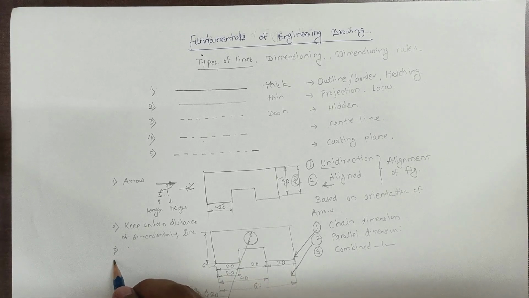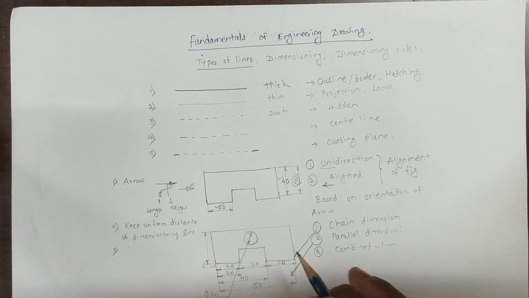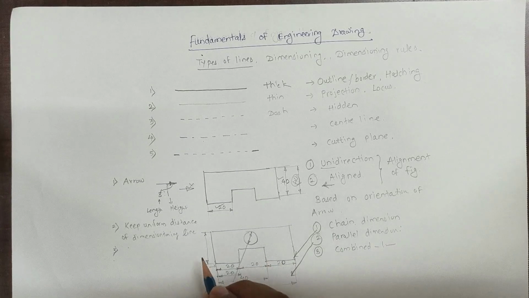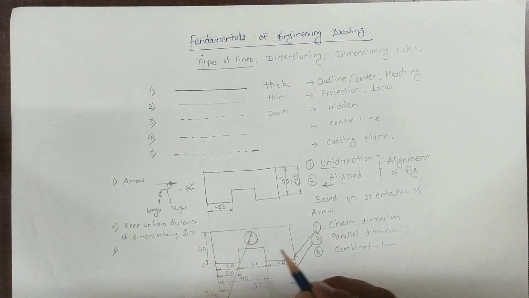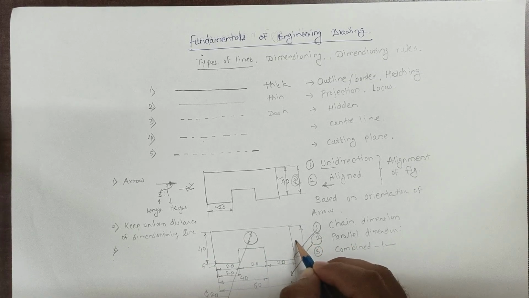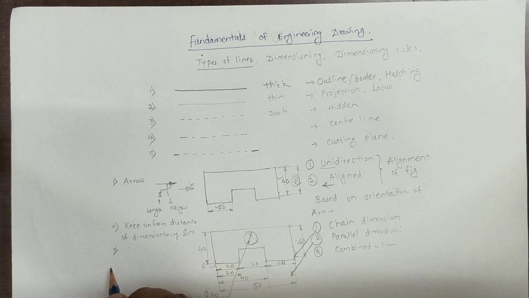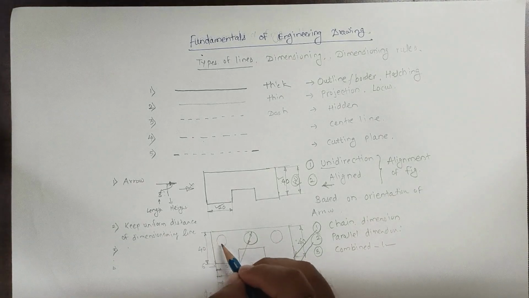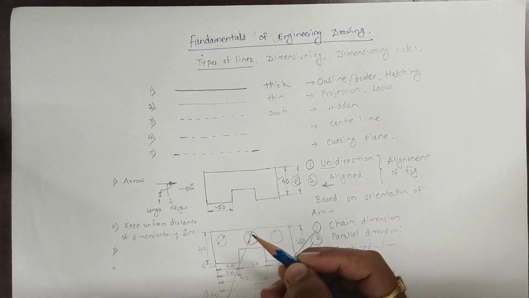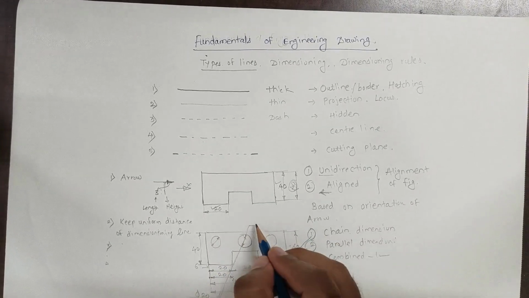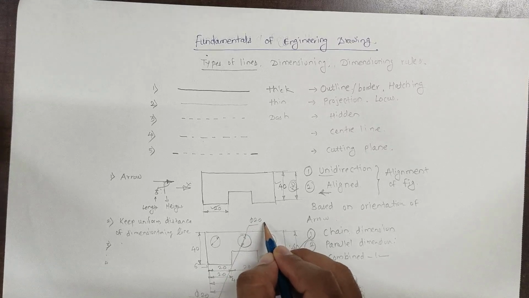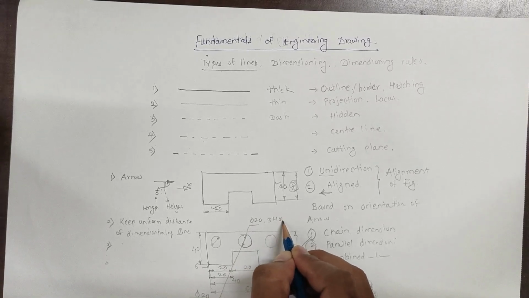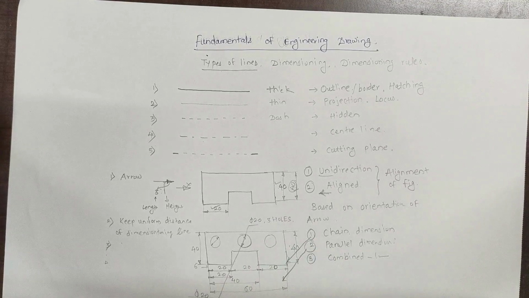Okay. Another rule is what? There must not be repetition of a dimension. Suppose you have given 40 mm here and 40 mm here also. That means a dimension must not be repeated. And if there are multiple holes of the same dimension, there is no need to give the dimension to all holes. You just have to mention the number of holes. Suppose here 5, 20 and 3 holes. Okay. That's all for today.